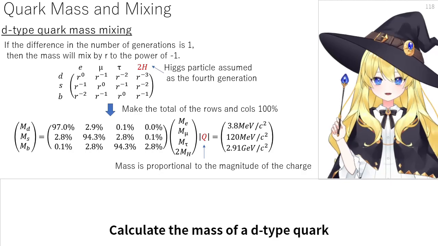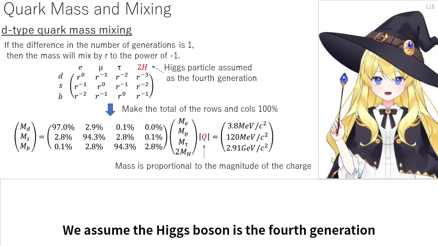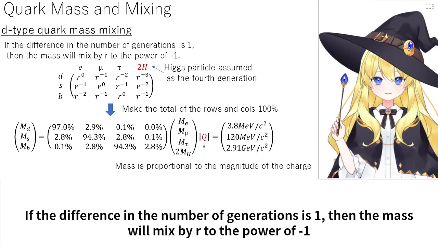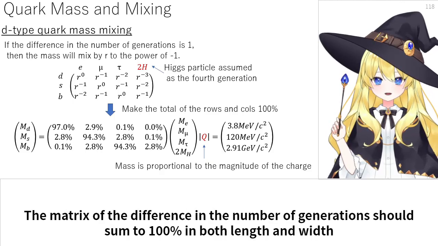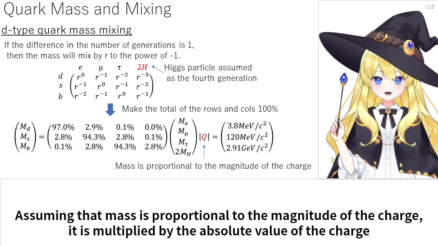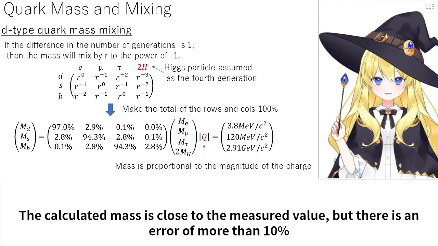Calculate the mass of a D-type quark. Assume that the masses of 4 generations of charged leptons mix. We assume the Higgs boson is the 4th generation. If the difference in the number of generations is 1, then the mass will mix by R to the power of -1. The matrix of the difference in the number of generations should sum to 100% in both length and width. Assuming that mass is proportional to the magnitude of the charge, it is multiplied by the absolute value of the charge. The calculated mass is close to the measured value, but there is an error of more than 10%.